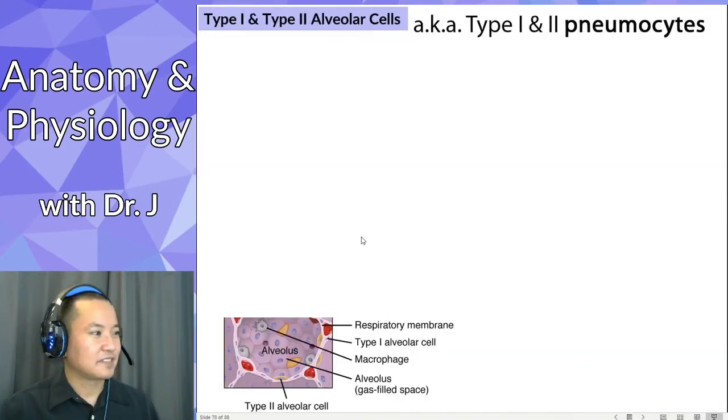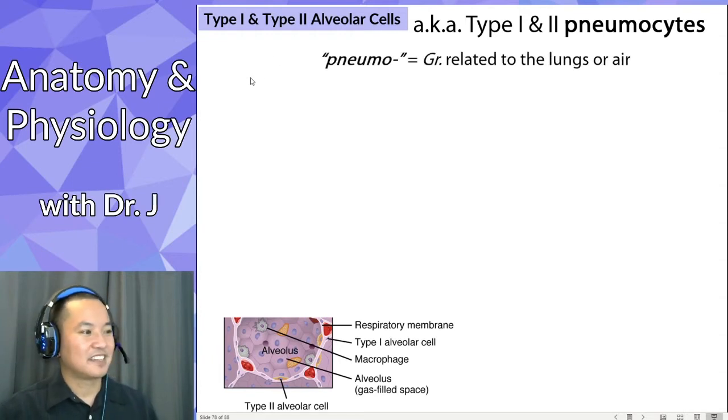Now, what's the difference? Actually, type 1 and type 2 alveolar cells, I think that's what your OpenStax book says. And type 1 and type 2 pneumocytes, I think that's what the Martini book says. They're one and the same, just different names. So pneumo, again, is a useful prefix referring to anything with the lungs or the air.